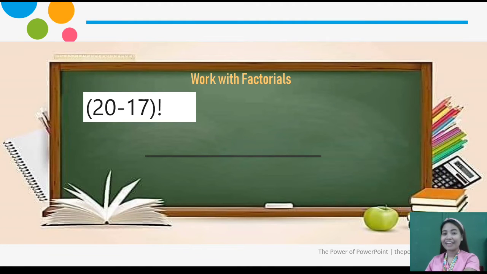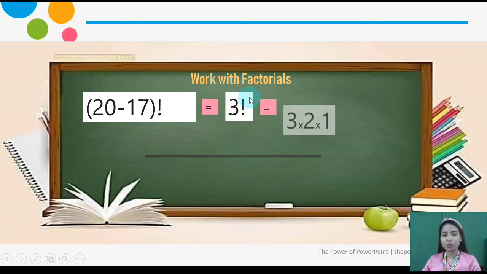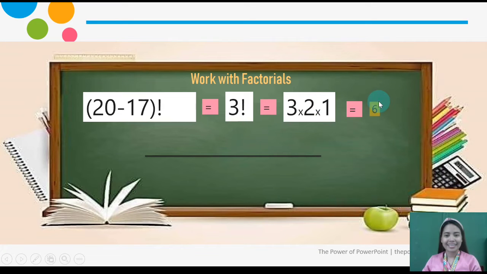I have here another example. We have 20 minus 17 factorial. So in order to find the final answer, all you have to do is perform the indicated operation, which is minus. So 20 minus 17 will become 3 factorial. And for 3 factorial, you need to expand the number. So it will become 3 times 2 times 1, which is 6.